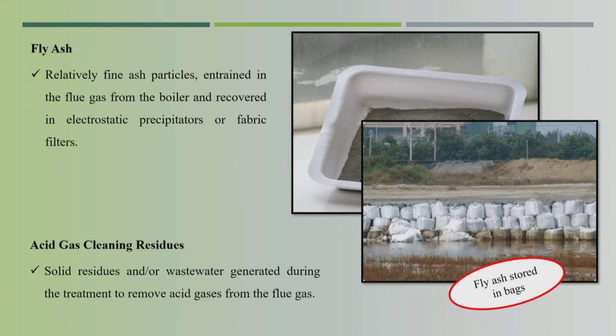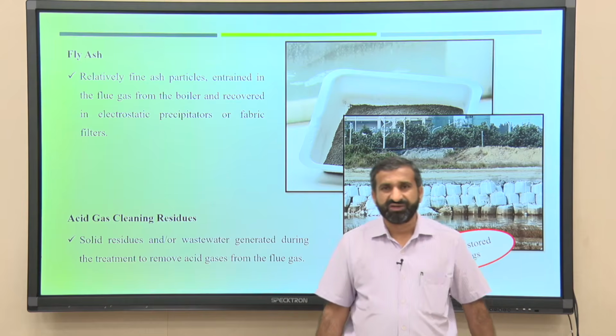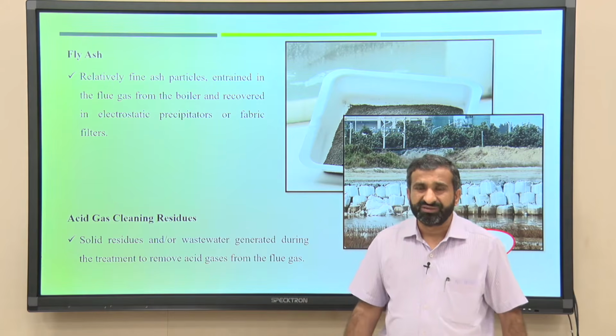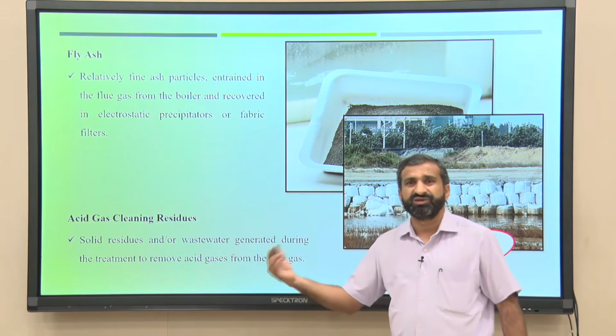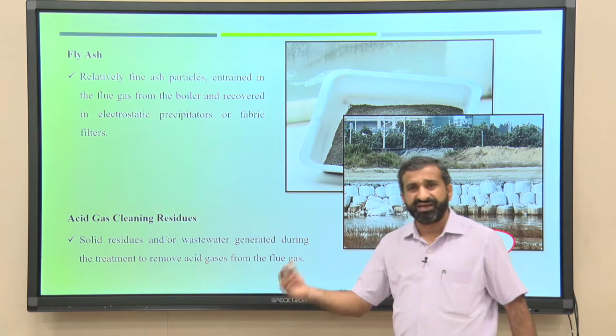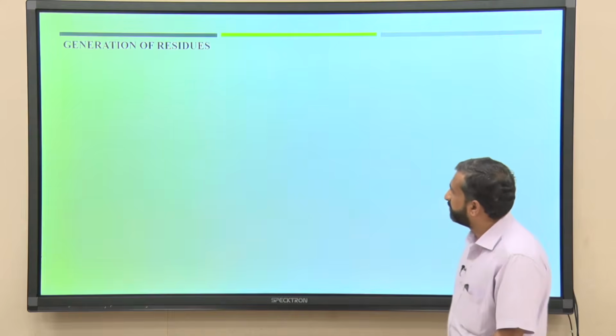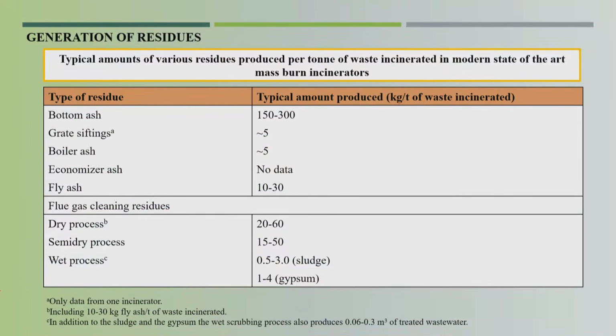Now, next is the acid gas cleaning residues. This is the solid residue or wastewater generated during the treatment to remove acid gases from the flue gas. Normally, we will not consider this acid gas residue as a solid residue completely, because it is mixed into the water. So, that kind of solids goes into the wastewater treatment facility, and there it is removed through the sedimentation process.